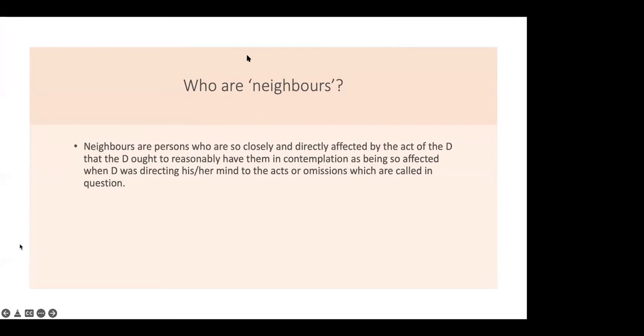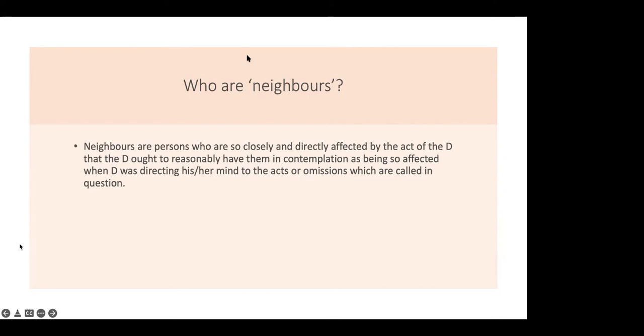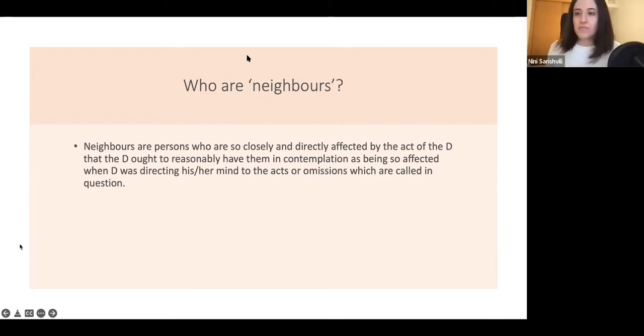So the neighbors are persons who are so closely and directly affected by the act of the defendant that the defendant ought to reasonably have them in contemplation as being so affected when directing his or her mind to the acts or omissions which are called in question. In this case, the manufacturer producing the beer had to take into consideration that if someone who consumes their beer finds a snail in it, they may be injured, they may suffer, so the consequences may occur. So there was a duty of care and a connection between the manufacturer and the consumer of the beer.